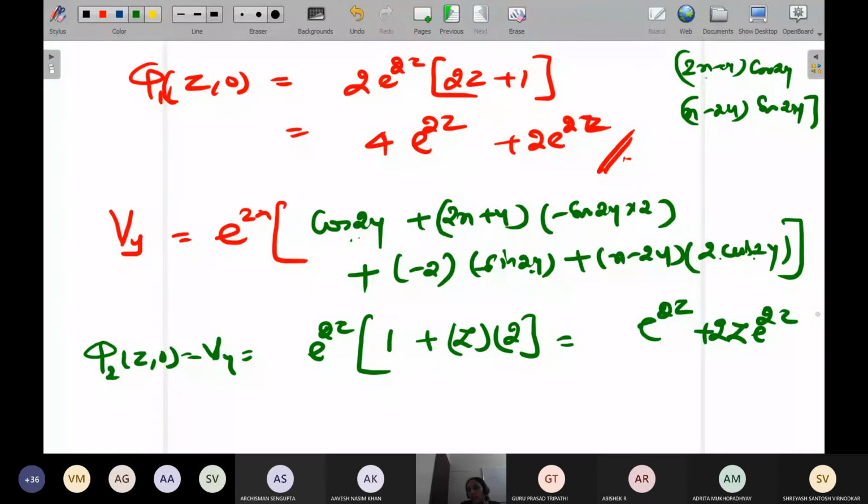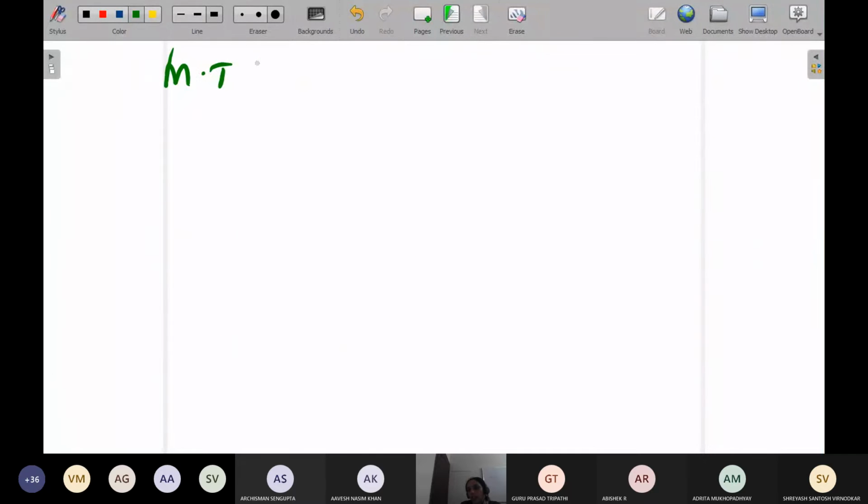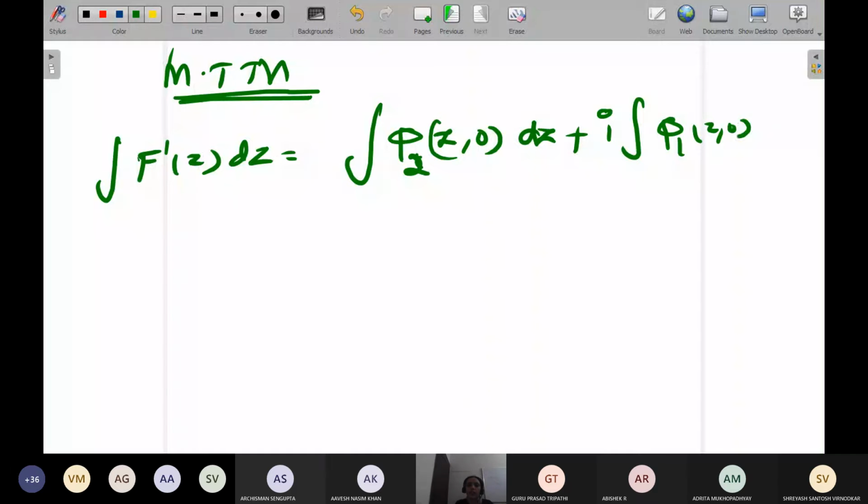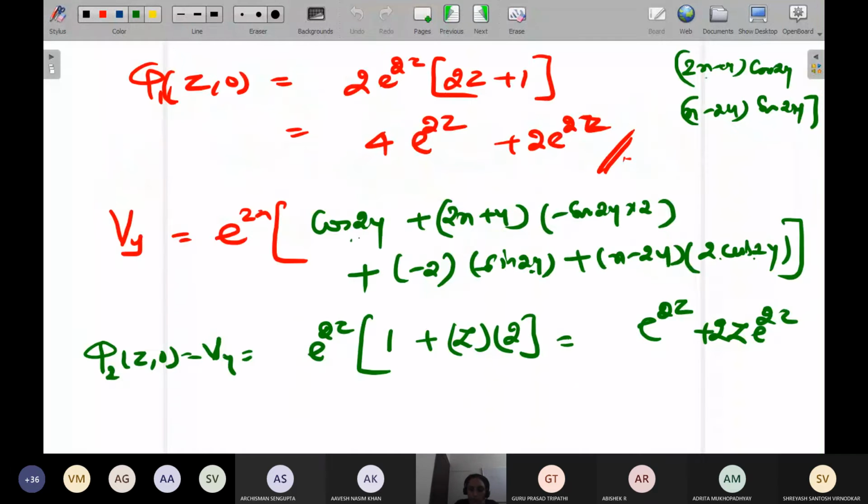Now we will apply Milne-Thomson method. By Milne-Thomson method, we have integral of f dash of z dz will be equal to integral of pi 2 of z comma 0 into dz plus i into integral of pi 1 of z comma 0 into dz, correct? So what is your pi 2 of z comma 0? Pi 2 is e power 2z plus, so I can rewrite it like this. I can write it as e power 2z into 1 plus 2z. This is easy for me to integrate.